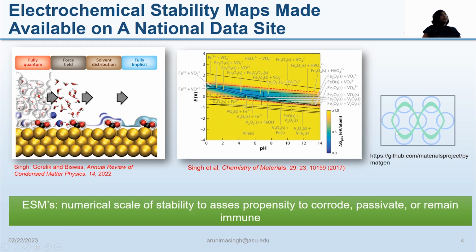We made this formalism available on the Materials Project website. So now when you go on the Materials Project website, you can just, by a click of a button, get these maps for all 130,000 materials in the Materials Project. It's also available on the GitHub page. Such functionalities are really important to integrate and make available through national data sites.